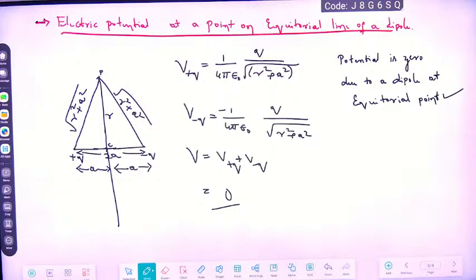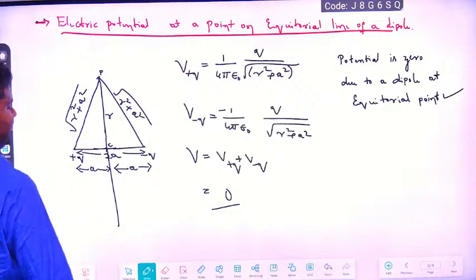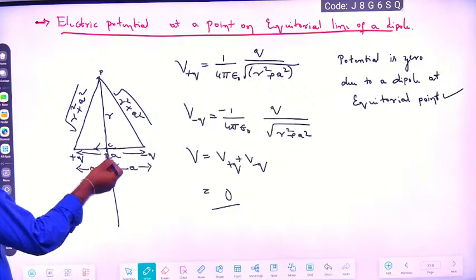Now I will do axial also. Make it fast. Finished? Make it fast, make it fast. What is the dipole moment? Always it is from negative charge to positive charge.